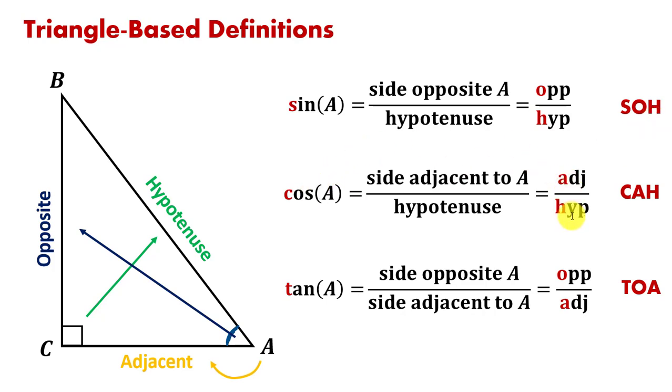Cosine is the adjacent side to hypotenuse, CAH. And then tangent is the opposite side to adjacent, TOA. And altogether it becomes SOH-CAH-TOA. And while these words, if you can call them that, have no meaning, a lot of students find them easy to remember, and they help to remember definitions.